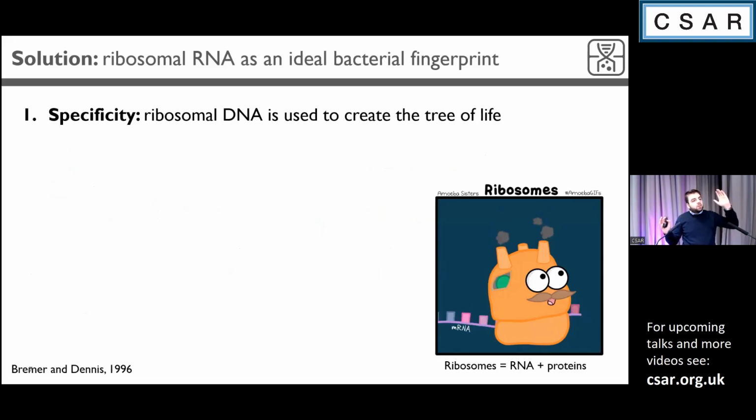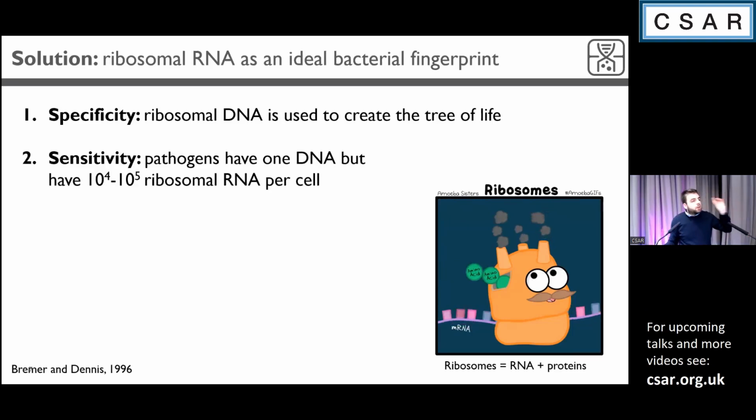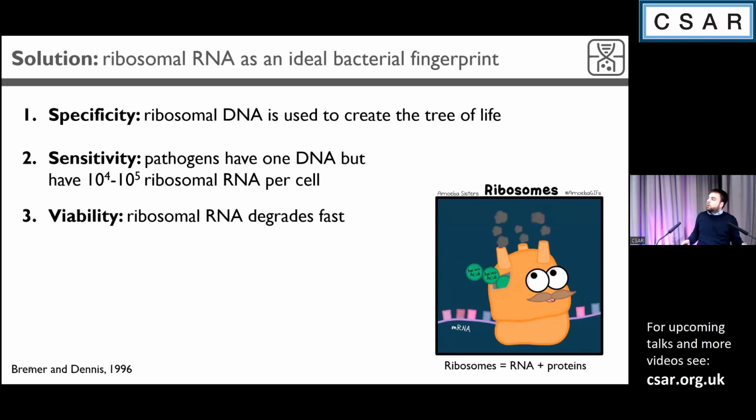So tree of life, how we divide all organisms on this planet, how we determine that this is Escherichia, this is Salmonella, this is human, this is bacteria, is using ribosomal DNA. So it's a gene that codes for the ribosomal RNA. Second one is sensitivity. In our cell, we might have one gene or few genes for ribosomal DNA, but we have tens of thousands or even 10 million ribosomes per cell. So 1 versus 1 million is definitely a big difference, like orders of magnitude. So we are actually trying to focus on detecting these abundant molecules.